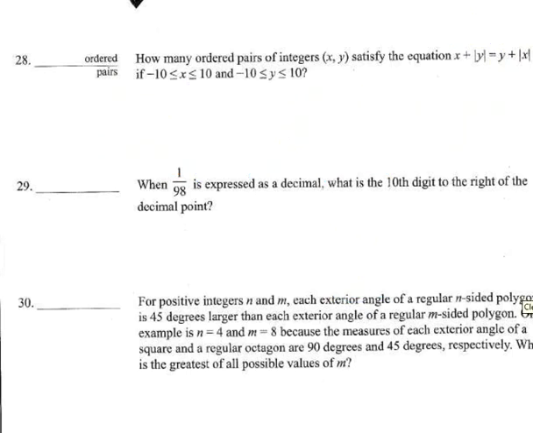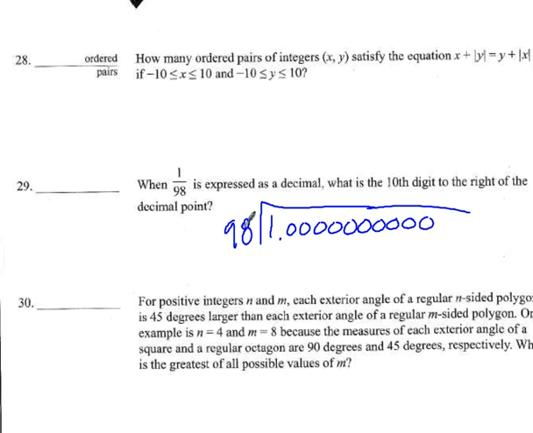For number 29, when 1 over 98 is expressed as a decimal, what is the 10th digit to the right of the decimal? I don't know. Who cares? Well, we do, apparently. I would just crank this one out. 3, 4, 5, 6, 7, 8, 9, 10. I don't know what else to do. This seems like a waste of time.